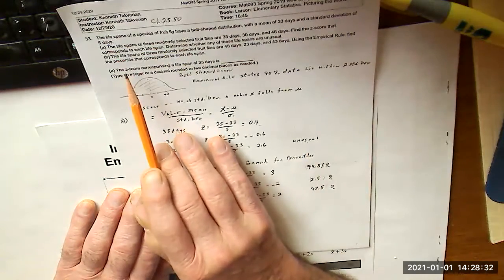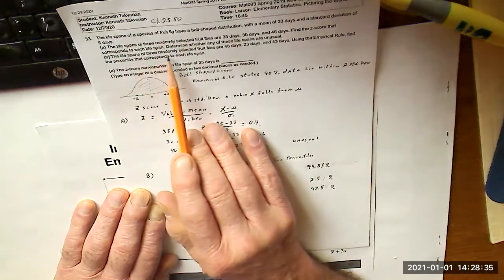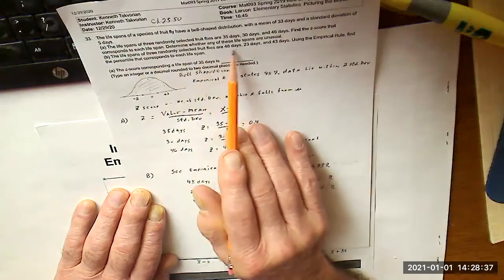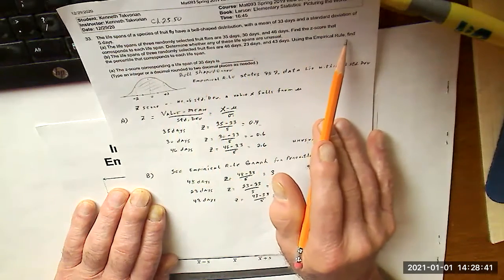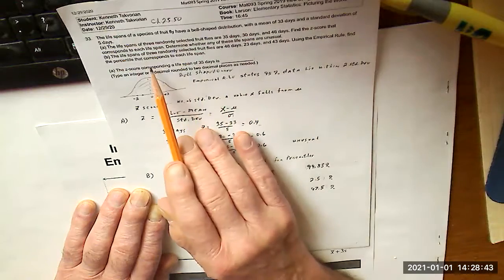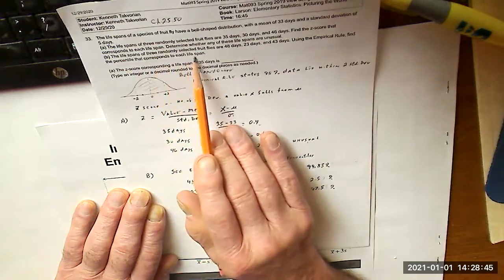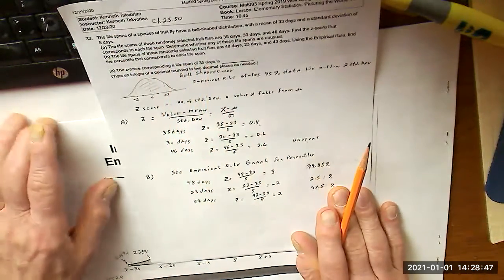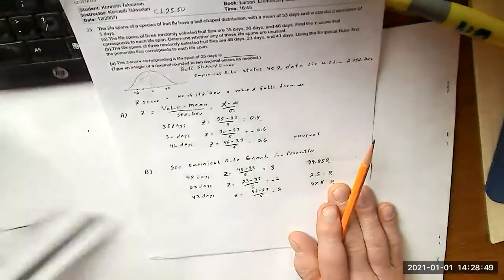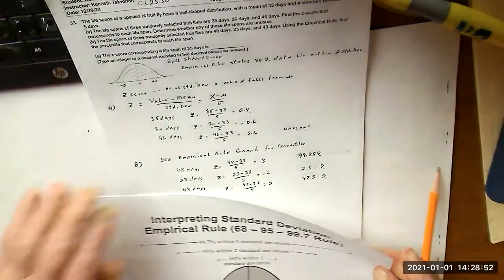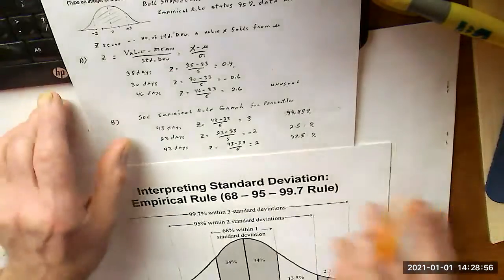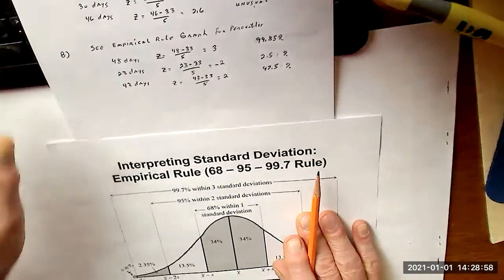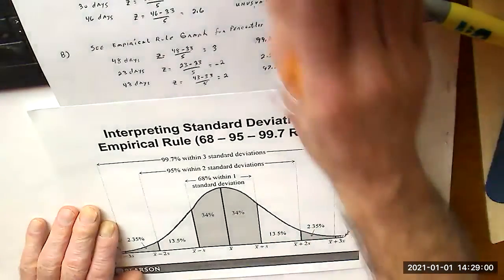Now, the second part of this problem: the lifespans of 3 randomly selected fruit flies are 48 days, 23, and 43 days. Use the empirical rule to find the percentile that corresponds to each lifespan. Well, I'm going to pull out my empirical rule graph. Okay, let's see if we can line this up conveniently.